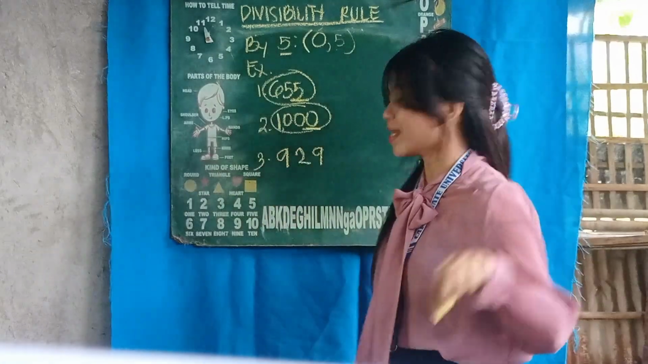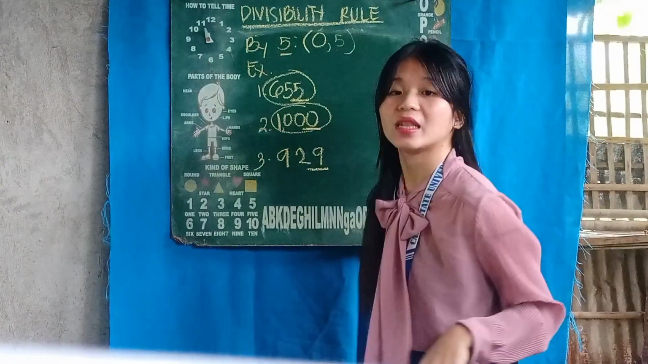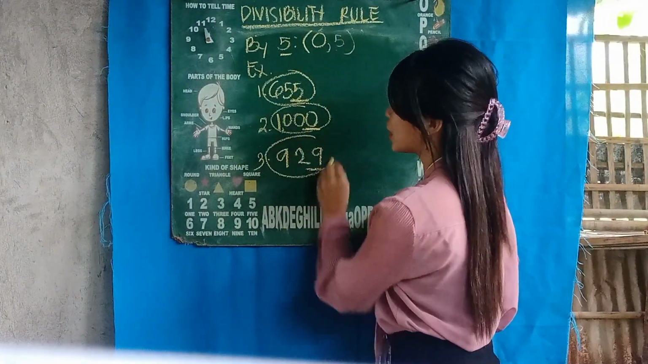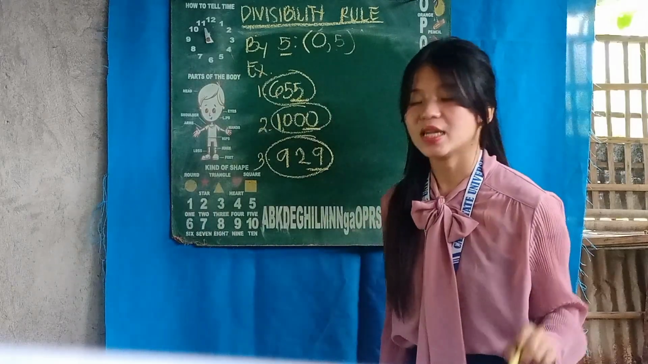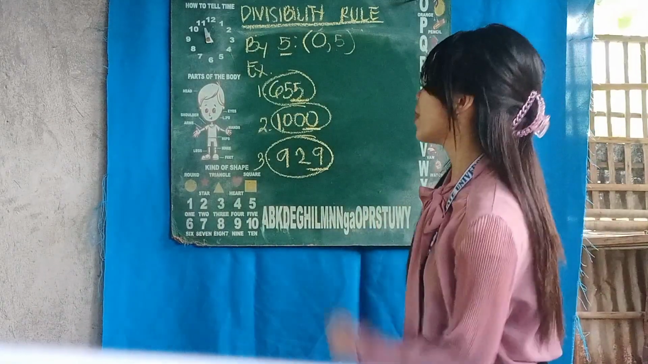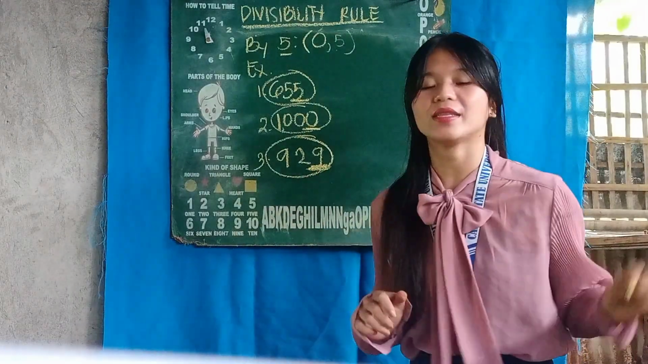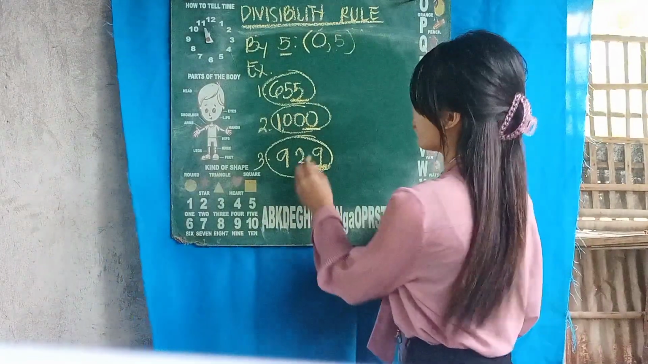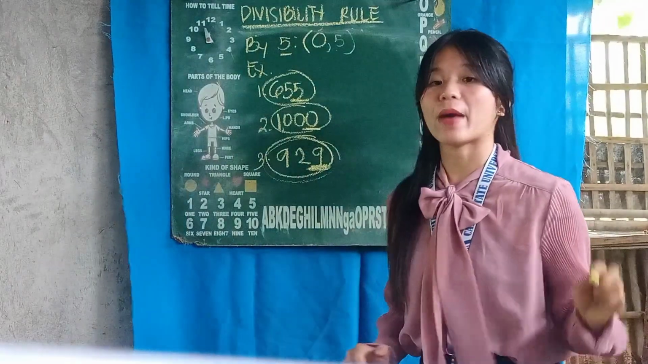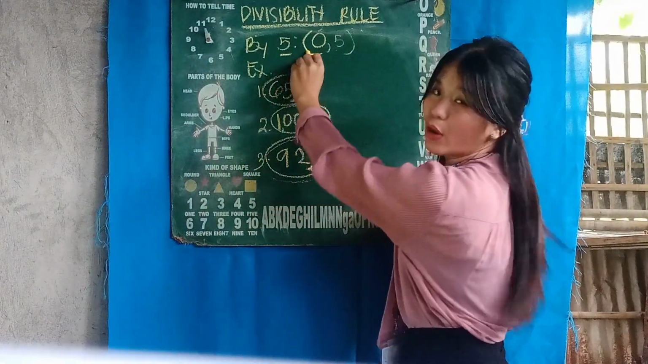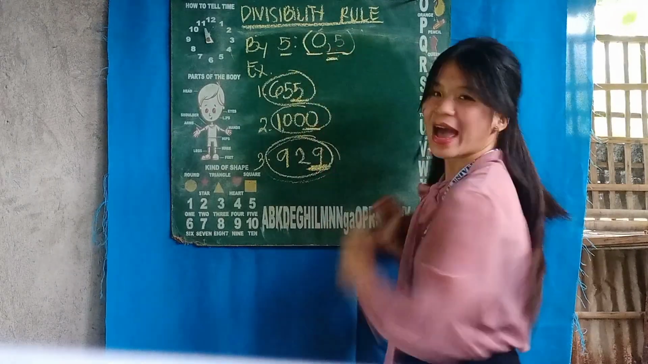929. What is the last number? 9. So we conclude that this original number is not divisible by 5, because we are looking at the last digit of the number to identify if this problem is divisible by 5, which is if its last digit is either 0 or 5.